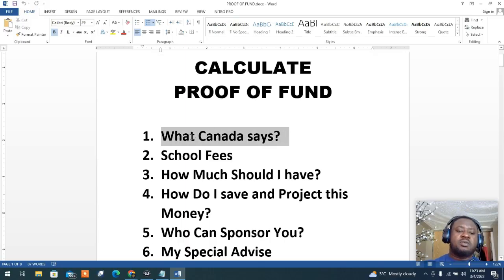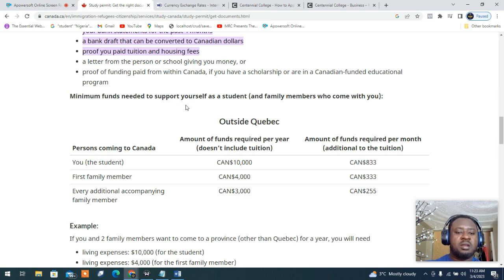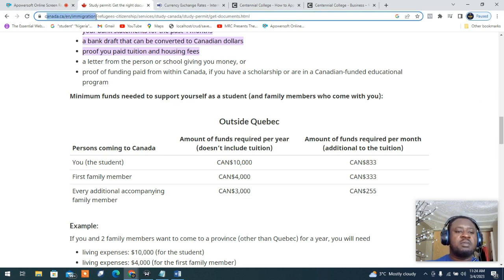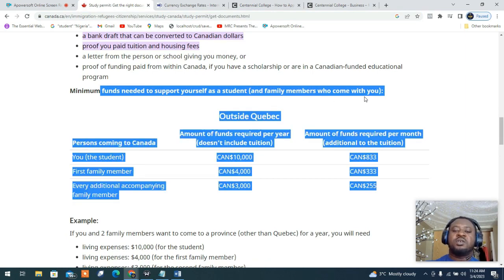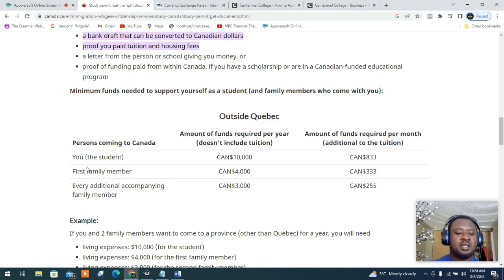Yeah, we are back. So, what is Canada saying about your proof of funds? Let's go to the official website, so that it's not just me saying my own. Okay, this is the official website. You can see Canada.ca, immigration, refugees and citizenship, study visa, study permits. You have minimum funds required to support yourself as a student or a family who comes with you. You can see it says that you as a person should have 10,000 Canadian dollars, spelled out on their official website.